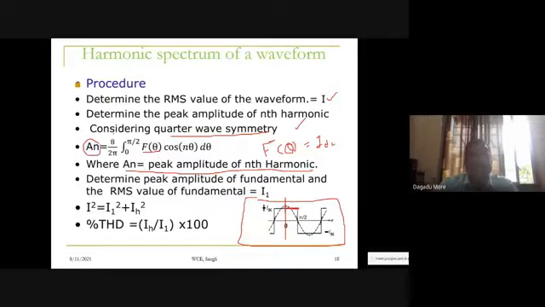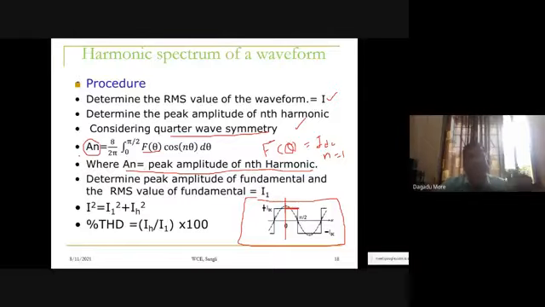You just find out this, and from that you will get the expression for An. And put n equal to 1, then you will get the I1. After completing the integral of cos n theta, we get sin n theta upon n, and if you put n equal to 1, you will get the peak amplitude of the fundamental.